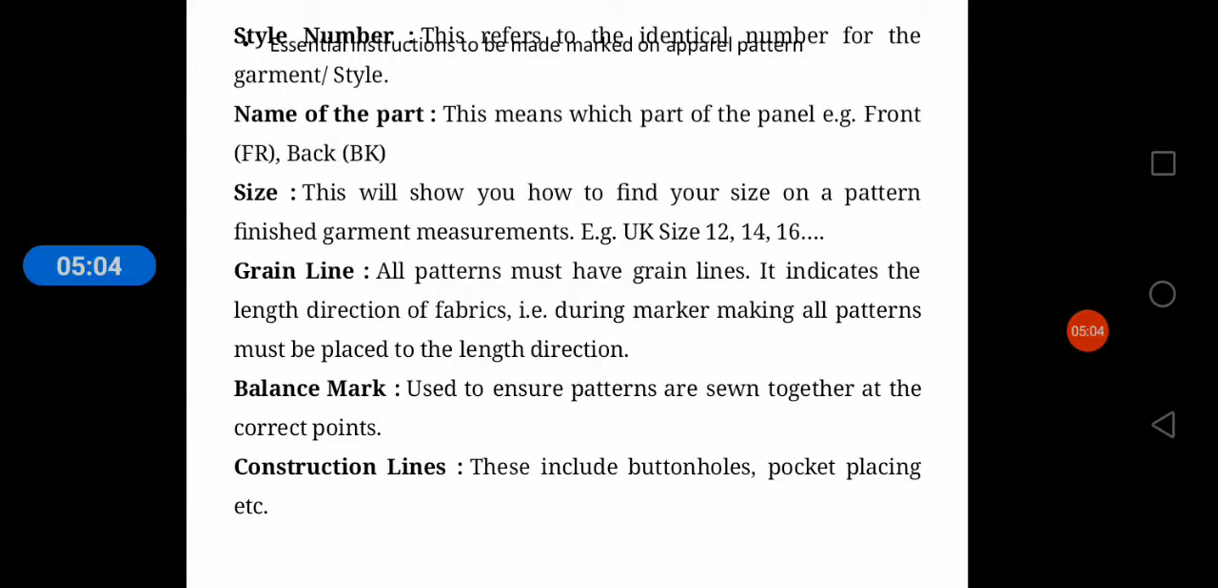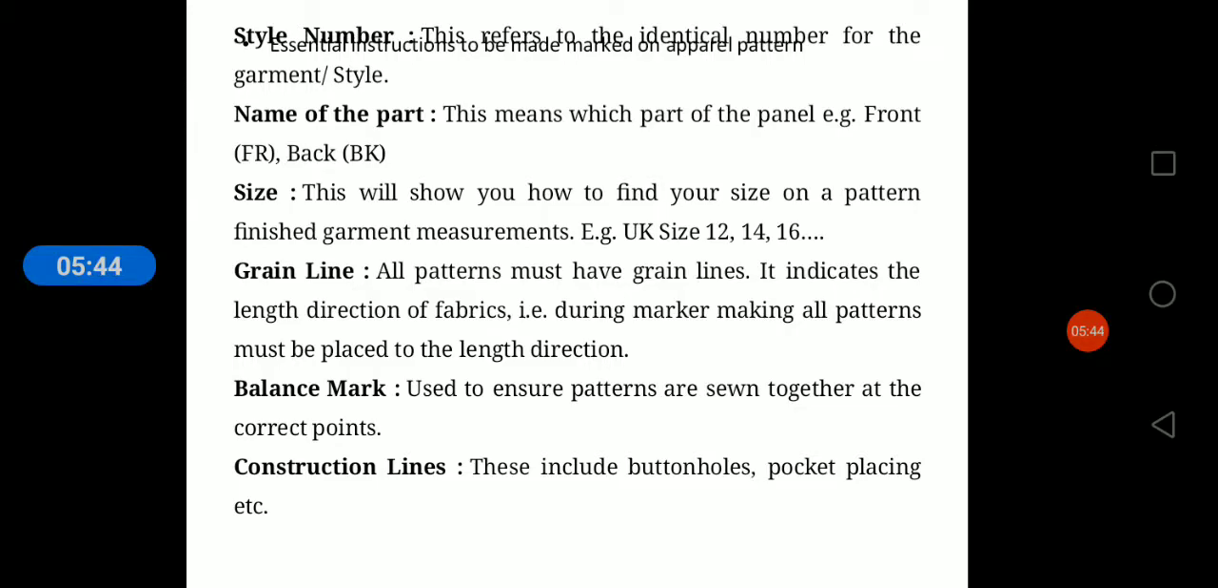Now we mention the different stages of making a garment number. First of all, style number: this refers to an identical number for the essential instructions to be marked for the apparel pattern for a garment style. According to the different types of styles, we mention identical numbers like garment styles. And the name of the part: this means which part of the panel, for example front or back. And size: this will show you how to find your size on a pattern.